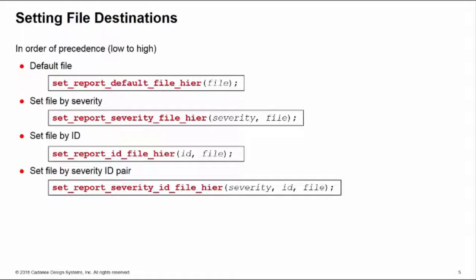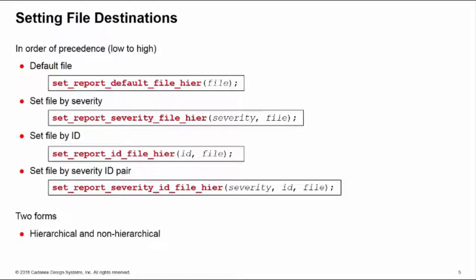So there's four methods to do this. They're listed here in the order of precedence from low to high. First of all, we can set a default file for everything in a certain hierarchy, or we can set a file by the severity of the report. We can set a file destination by the ID of a report, and finally, with the highest precedence, we can set a file destination by a combination of report severity and report identifier.